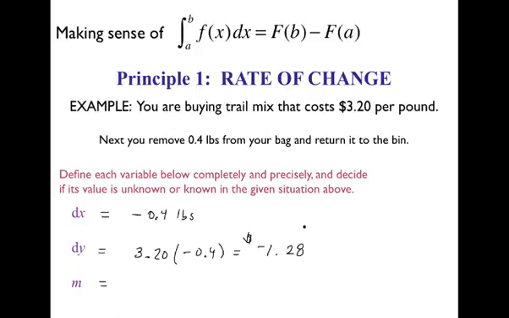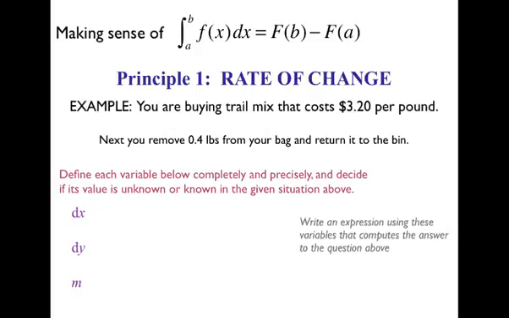What happened? Our cost just went down, right? So that amount we're going to pay just went down. So it decreased. m is still the 3.20 dollars per pound. Okay, ready? Good. New situation.